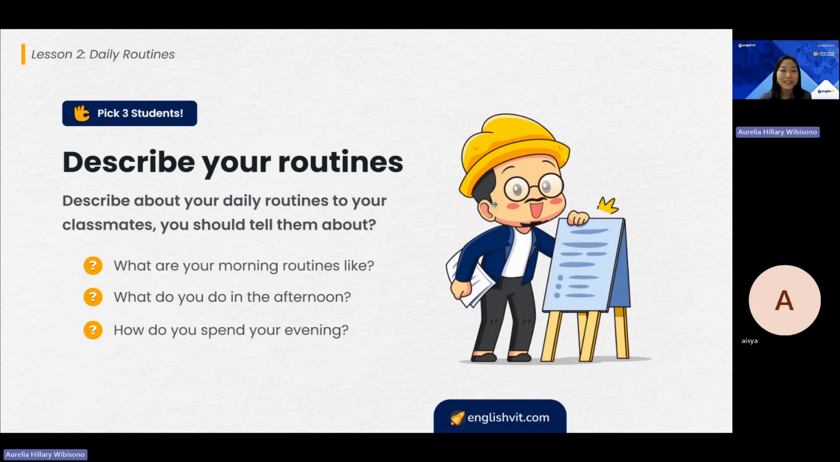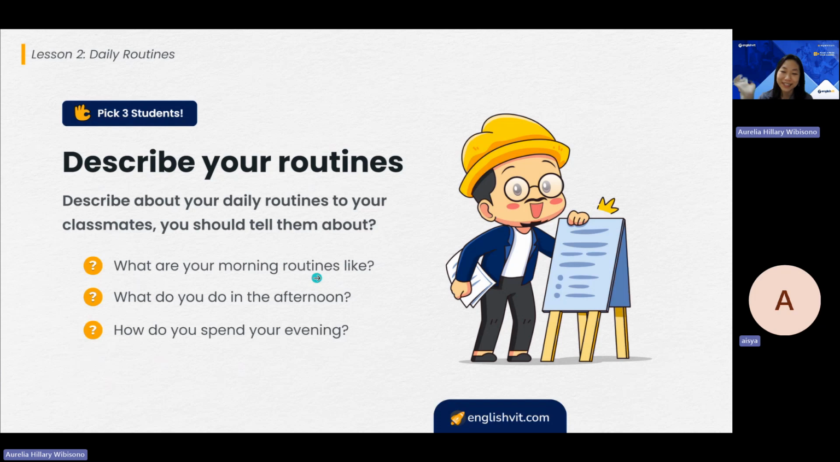So, this is your assignment. I will give you an assignment to describe your routines. You have to tell me about your morning routines, afternoon routines, and your evening routines. And the minimum is 15 sentences for all of them. So you have to describe the details of your activities on a daily basis. For example, when do you wake up? When do you go to school or work? And then when do you have lunch, or where do you usually have lunch, with your friend or alone, and something like that.